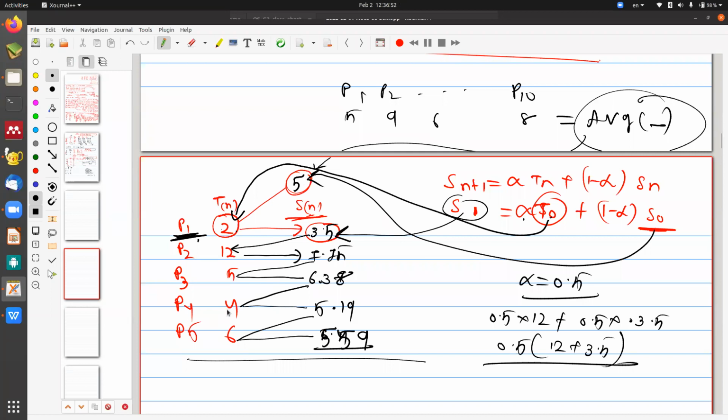Sir, we are calculating the predicted time S1, let's say, and then we are executing the P1 process. We get a time which is the actual.